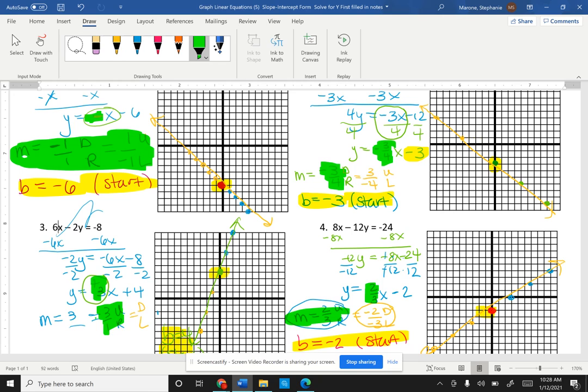So that's just it. If you know how to solve for y, what you learned before, and you know how to graph what you learned before, then you should be able to do these.